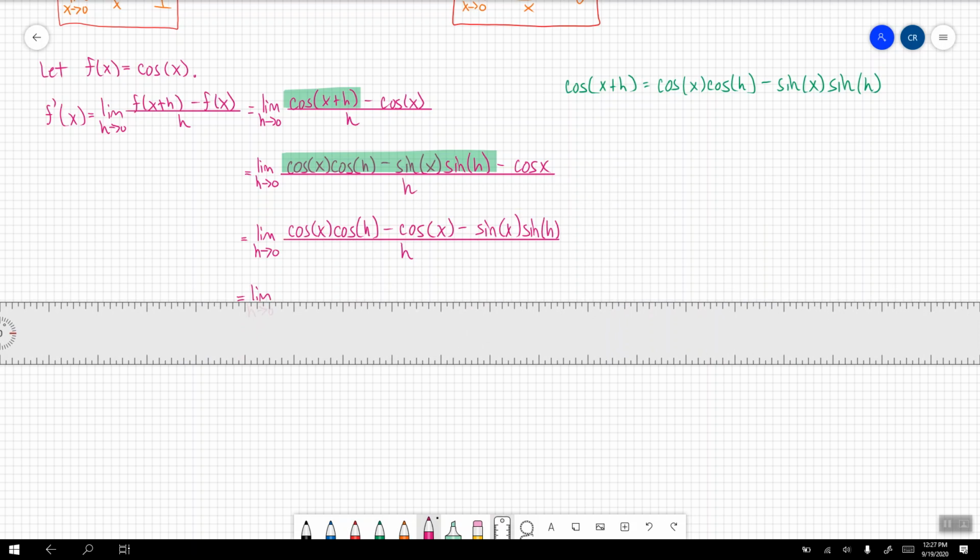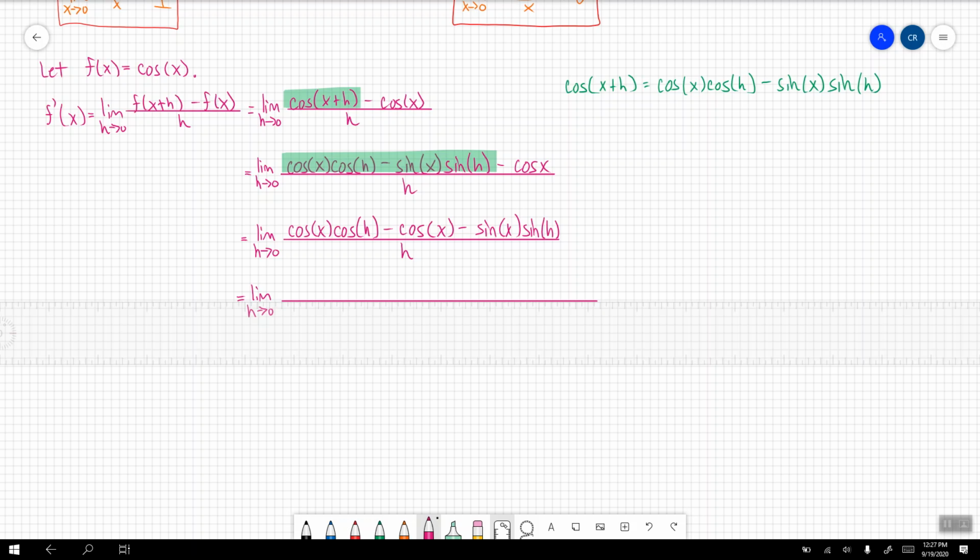So let's go ahead and get that started. All right, so again, for the first two terms, we're going to factor out cosine of x. What remains is cosine of h minus 1. There we are. And then we have minus sine of x times sine of h. And this is all divided by h.